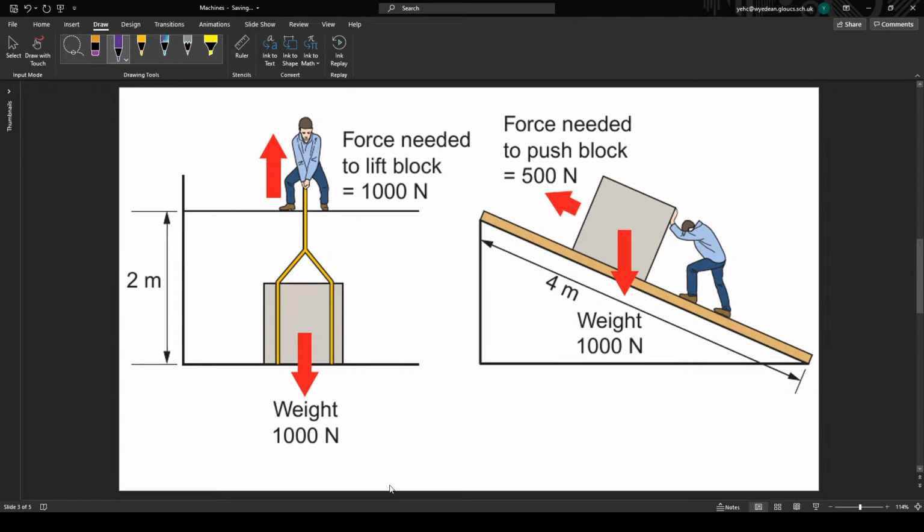Okay, now here's a context of why this whole work equals force times distance stuff helps you understand how ramps work. So my guy on the left here, he's just trying to lift this box straight up. Because the weight of the box is 1,000 newtons, and he's trying to lift it straight up, the force that he needs in order to lift it is going to be 1,000 newtons. Well, it technically has to be a little bit more than 1,000 newtons, but 1,000 newtons. And he's trying to lift it up a certain amount. So let's say he tries to lift it up 2 meters.